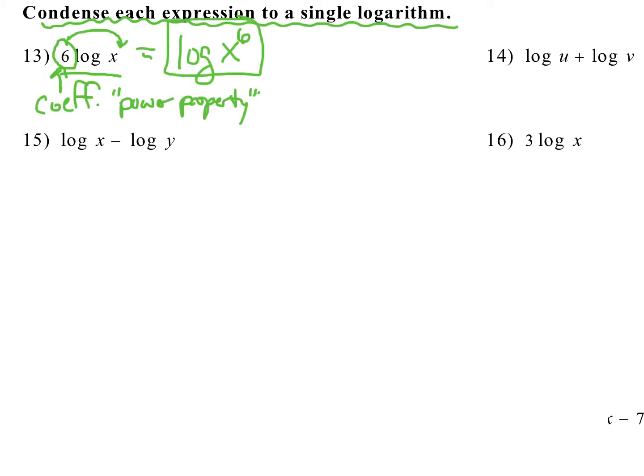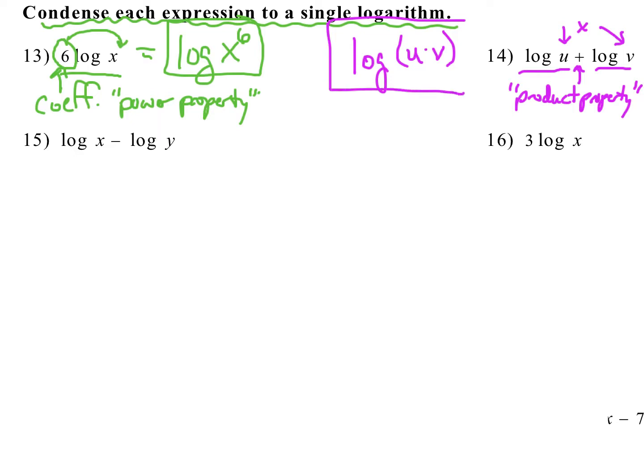Okay. For number 14, I have log of u plus log of v. And that plus indicates that we're going to be using the product property. Okay, and so basically what it says is I can condense this into a single logarithm of this term times this term. So log of u plus log of v becomes log of u times v. And that's it.